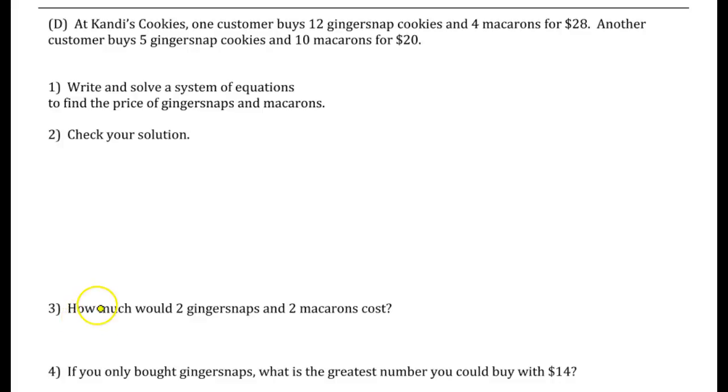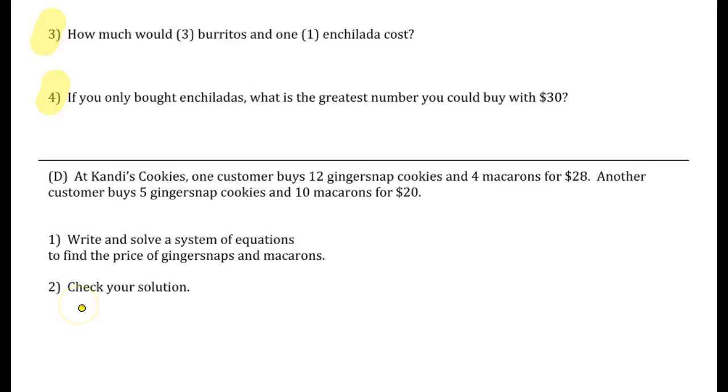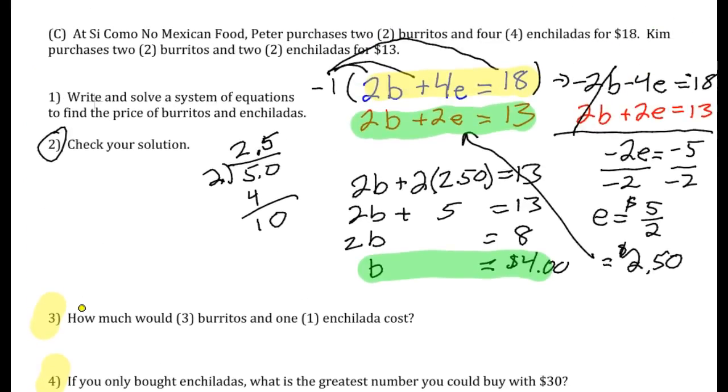Okay. So that's about it. Go to work, and you have the rest of the period to get things done. So you have about 40 minutes, lots of time. Okay.